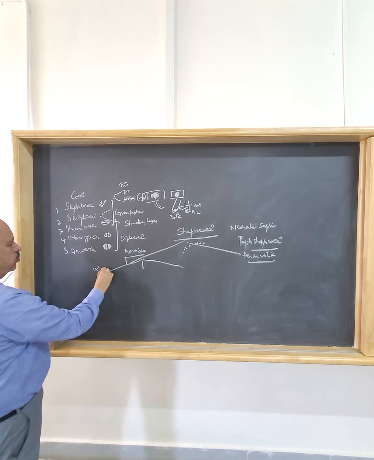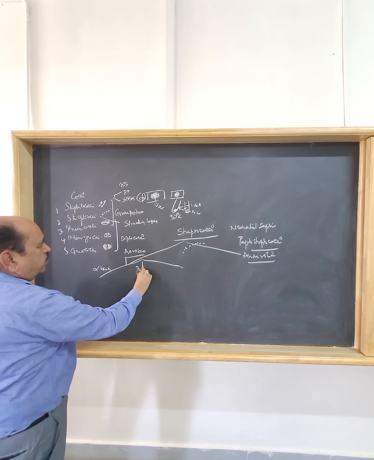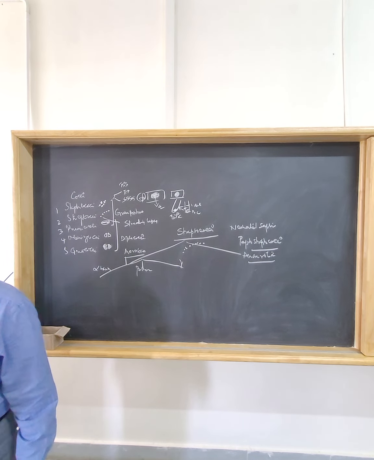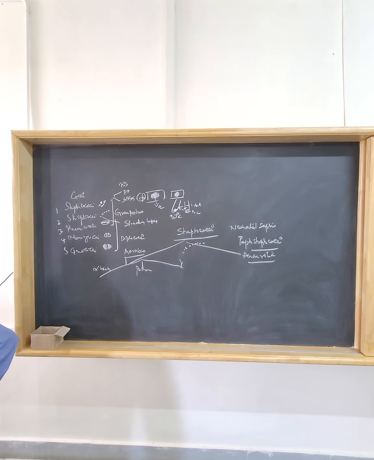alpha hemolytic streptococci, beta hemolytic streptococci, and gamma hemolytic streptococci. Alpha hemolysis, everybody, you have to say with me. Alpha hemolysis is a partial zone of hemolysis. It produces greenish discoloration around the colonies.